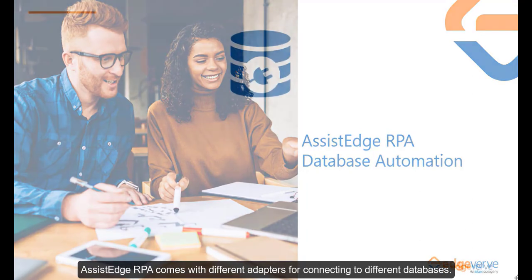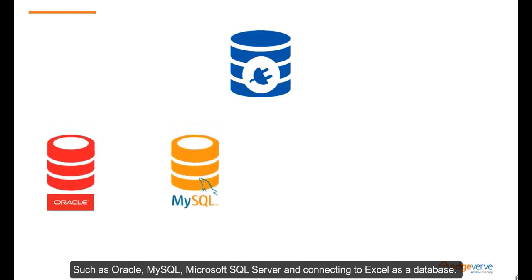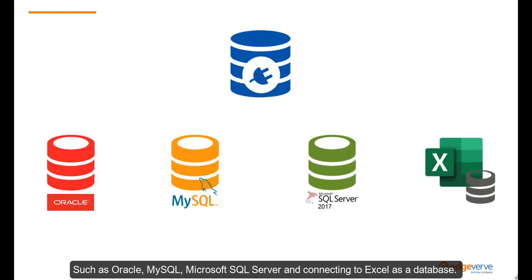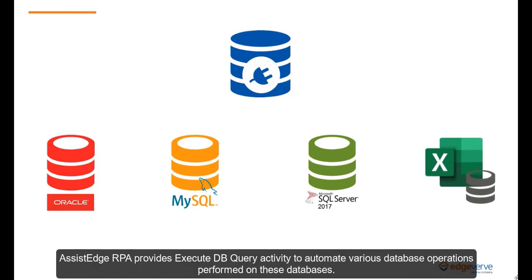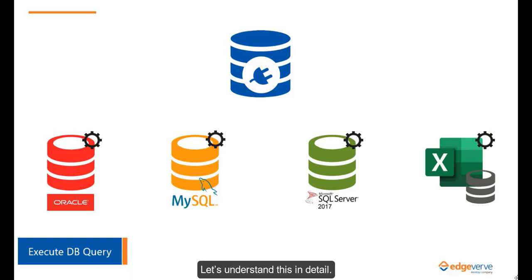AssistEdge RPA comes with different adapters for connecting to different databases, such as Oracle, MySQL, Microsoft SQL Server, and connecting to Excel as a database. AssistEdge RPA provides Execute DB query activity to automate various database operations performed on these databases. Let's understand this in detail.